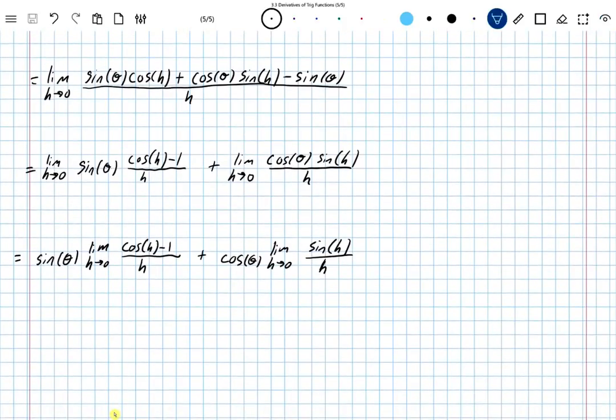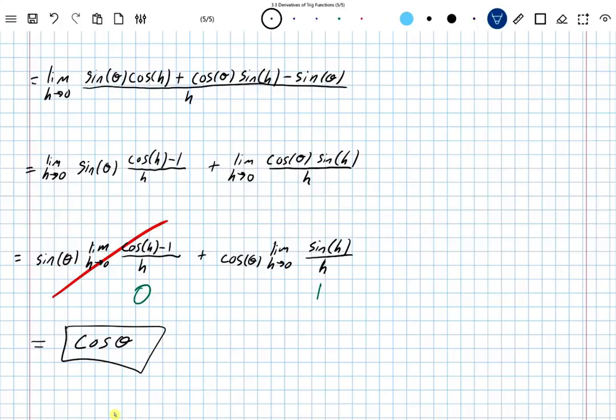Well, this thing right here, this whole limit right here is going to 0. This whole limit right here is going to 1. So what are we left with? This whole 0 term is going to go away. Sine theta times 0 is 0. Cosine theta times 1. All we're left with is just a cosine of theta. That is exactly what we wanted.